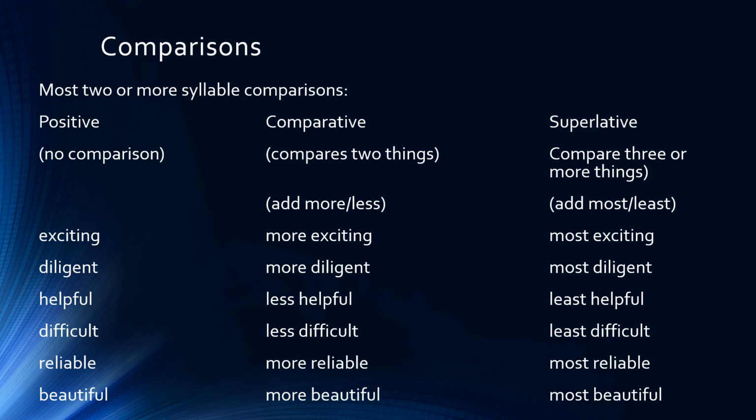This was the most exciting concert of all the concerts I have ever attended. Tom is the most diligent student in the entire classroom. Out of all the students, Judy is the least helpful. So we're comparing three or more things, and we would use the superlative. When we're comparing two things, we would use the comparative. And when we're just stating that something is, we would use just the positive.